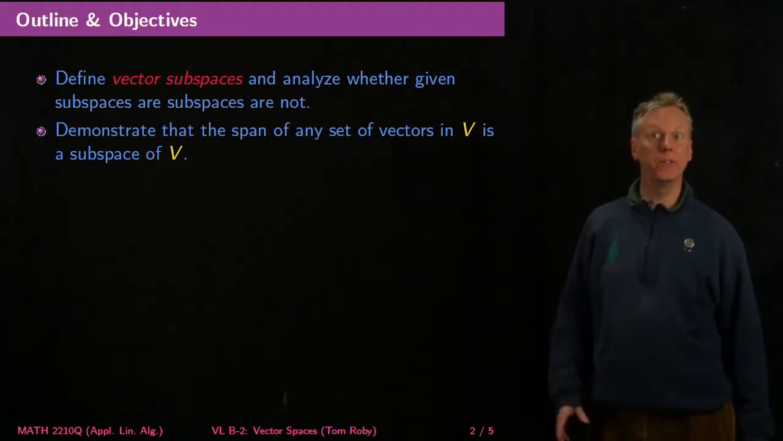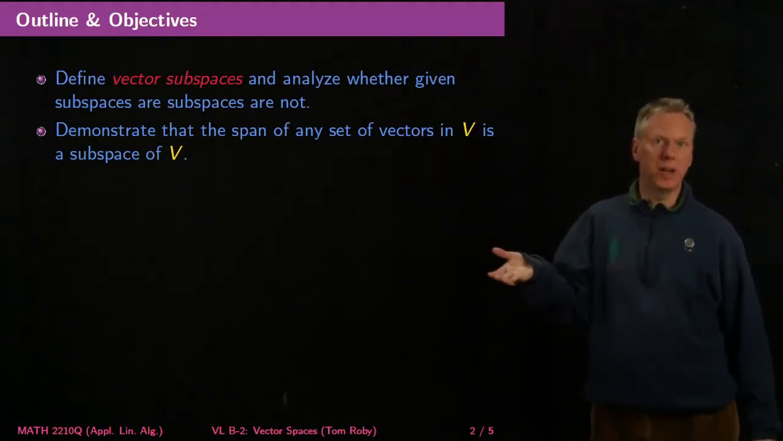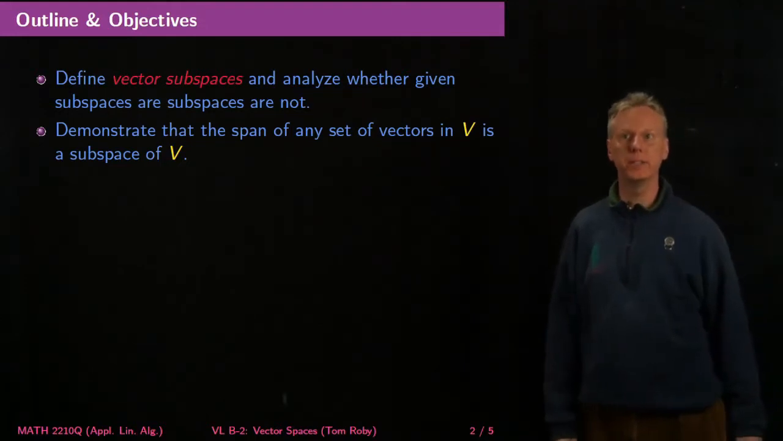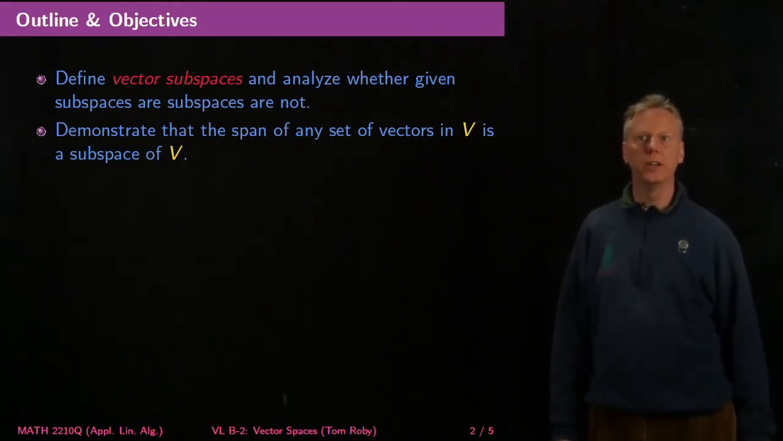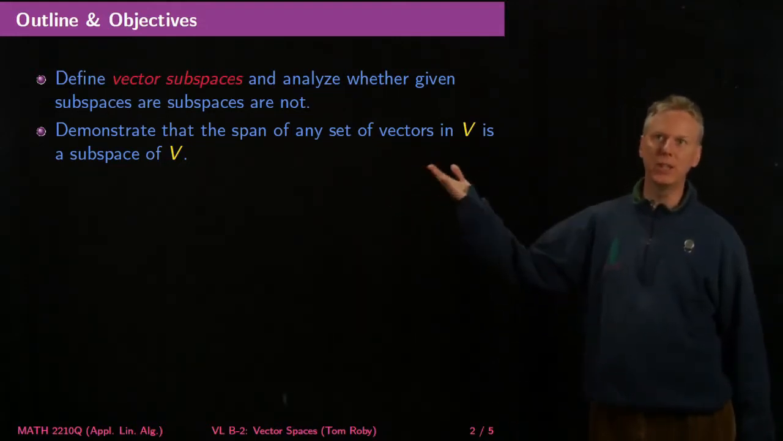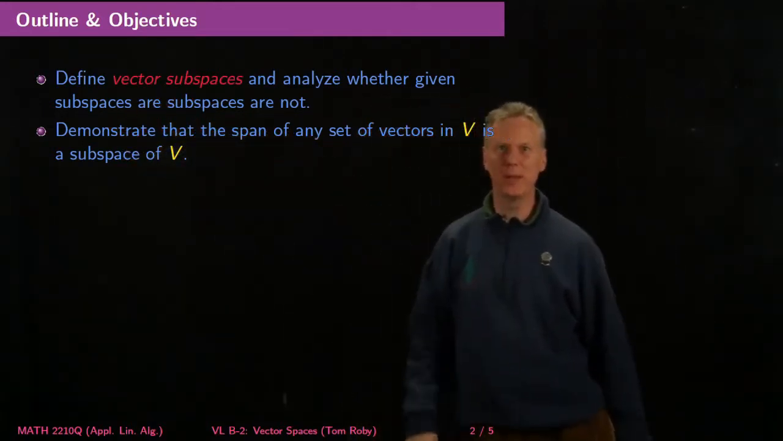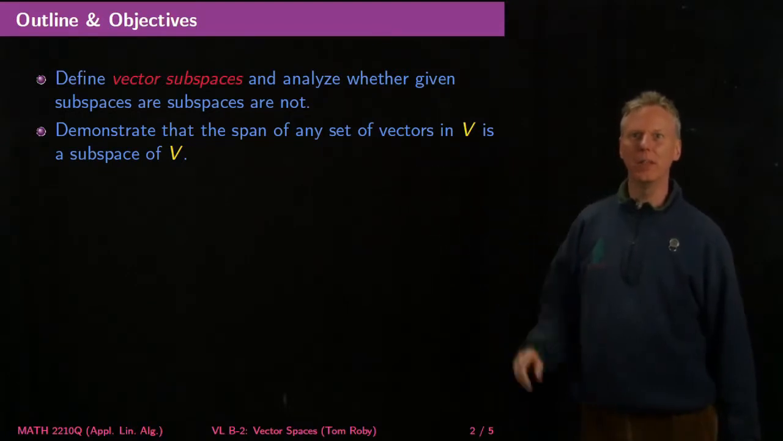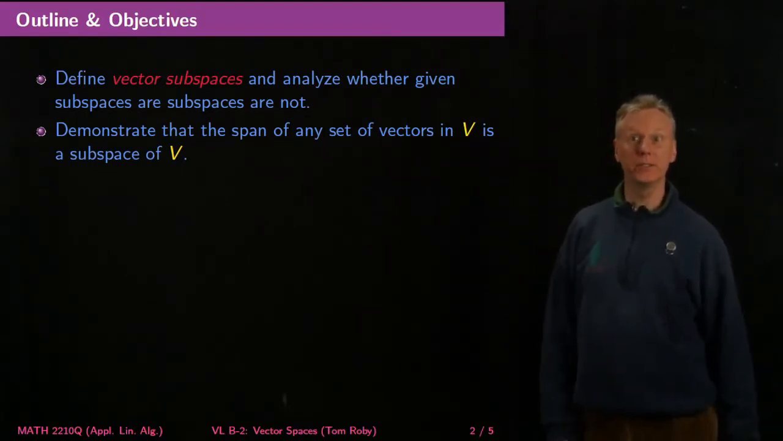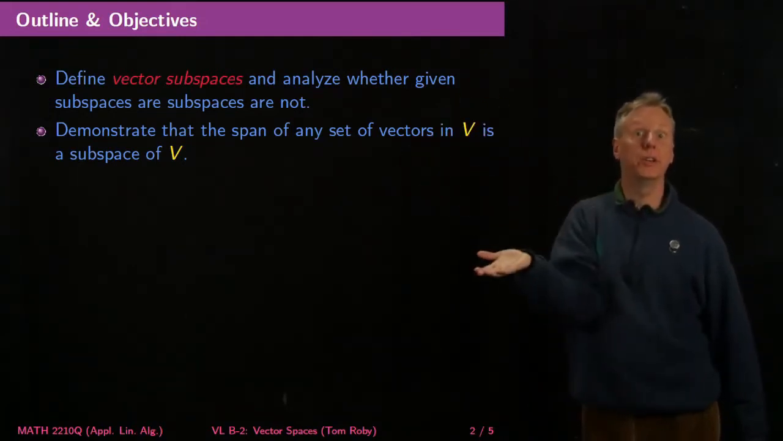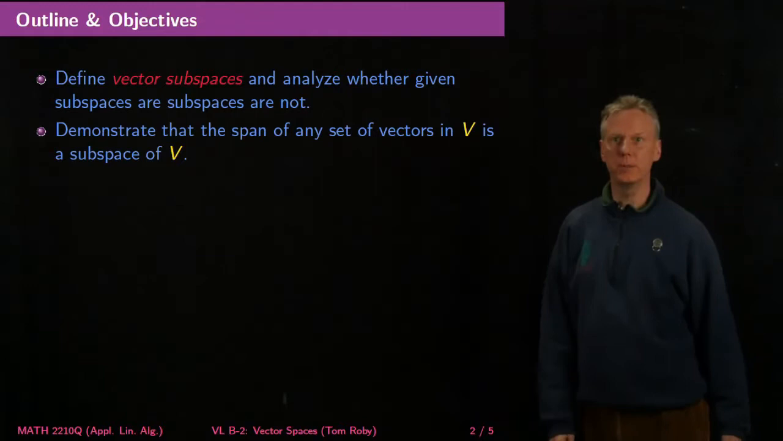We'll define something called a vector subspace, which, as you might expect, is a vector space that lives inside another vector space. And we'll analyze whether, I say given subspaces or not, but I really mean given subsets are subspaces or not. Sorry. And then we'll demonstrate that the span of any set of vectors in V is a subspace of V. So if I've got a bunch of vectors and I look at their span, the set of all linear combinations of them, then that should be a subspace.